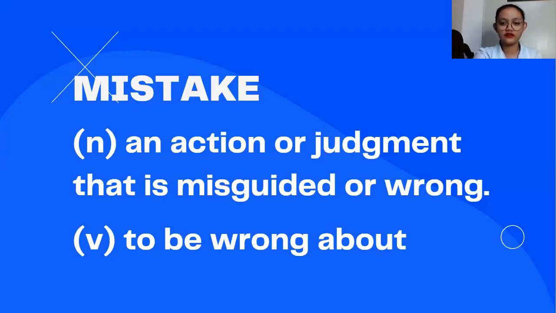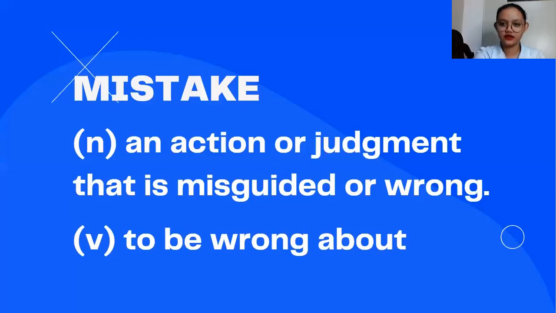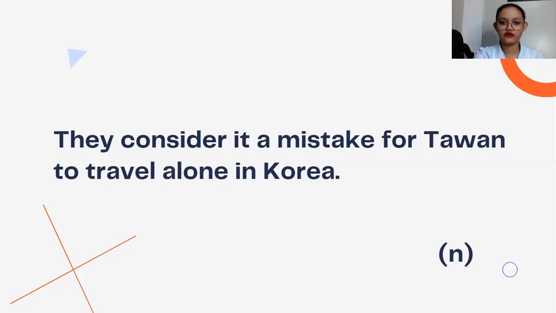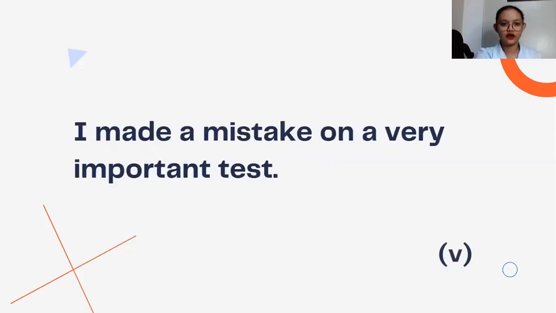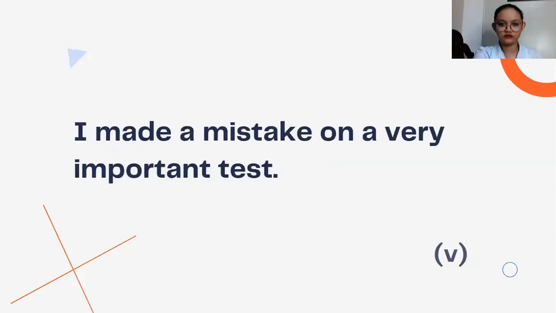The sentence that I gave earlier, this one: they consider it a mistake for Tawan to travel alone in Korea. We use the word mistake here as a noun because mistake here is just a judgment. It is a judgment for Tawan that he can travel alone in Korea. So the mistake here is a noun. For this one, I made a mistake on a very important test. We use the word mistake here as a verb because it is an action word. The word mistake here is to be wrong about, right?